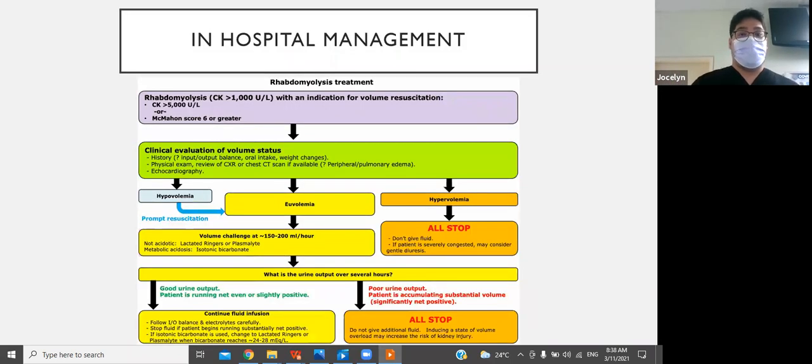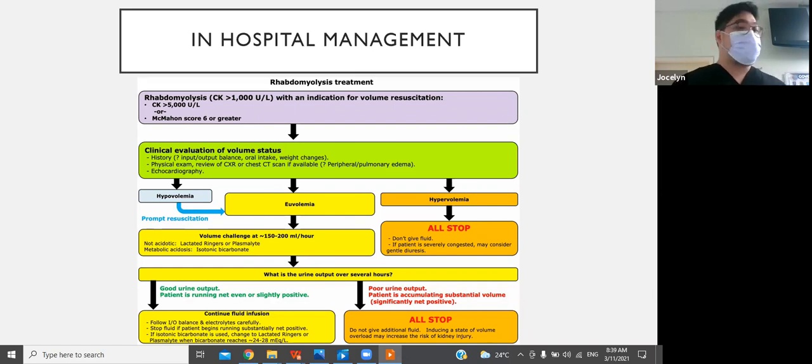All right. So this is your rhabdomyolysis treatment for hypovolemia, euvolemia and hypervolemia. Okay, your McMahon score is already in your hand, your CK is already in your hand. So history, physical examination, your echo, your IVC, you have to check. Let's say the patient is hypovolemic, then of course you will start your resuscitation. Okay, volume challenge at around 150 to 200 mL per hour.